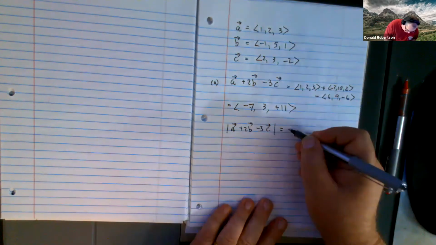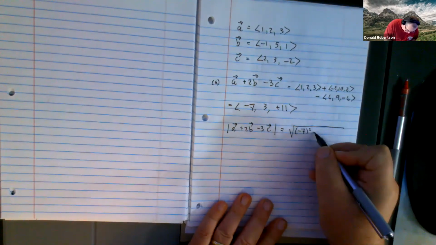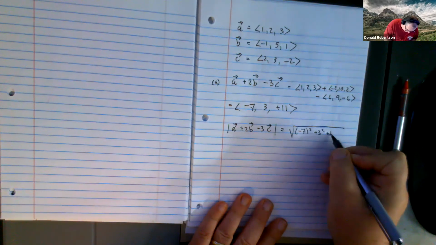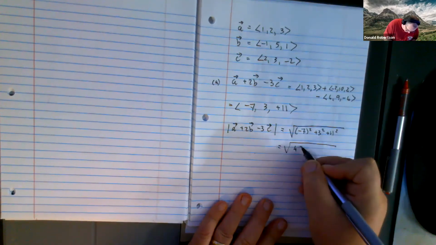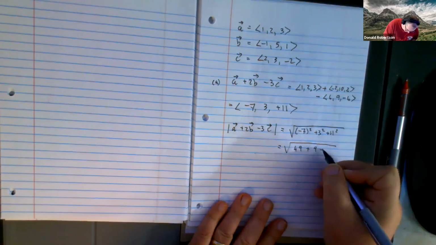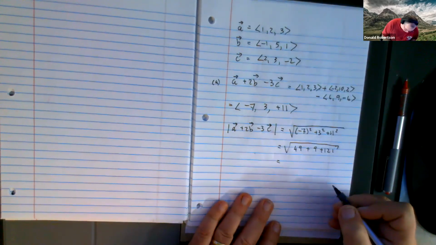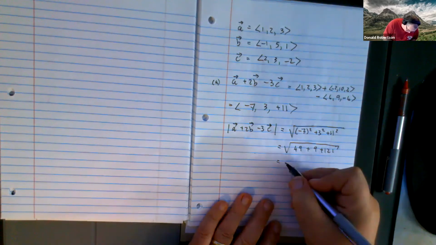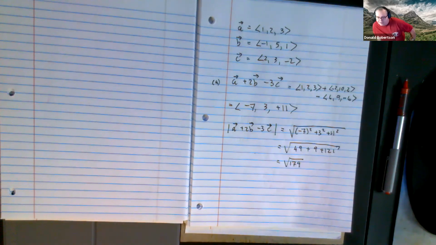And so that would be that squared plus that squared plus that squared. That'd be 49, add 9, add 121. Square root 179. I'm not 100% sure, but I think that's one of those you can't do anything with ones. So I guess that would be the answer.